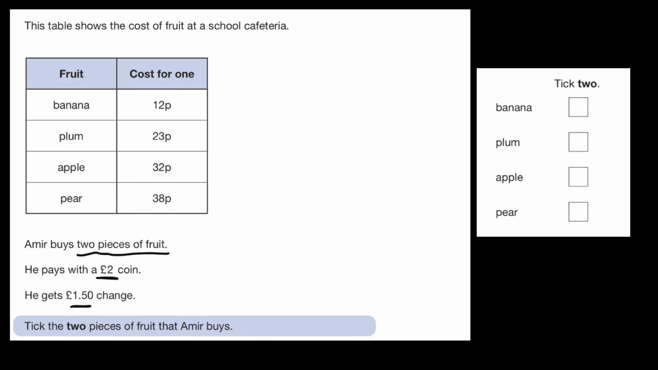I know that he bought 2 pieces of fruit. He paid with a £2 coin and he got £1.50 change. I know that the difference between £2 and £1.50 is equal to 50p, and therefore he spent 50p on the 2 pieces of fruit. So we need to look at which 2 pieces of fruit would add up to 50p. So have a think about this now if you weren't able to quite do this yourself.